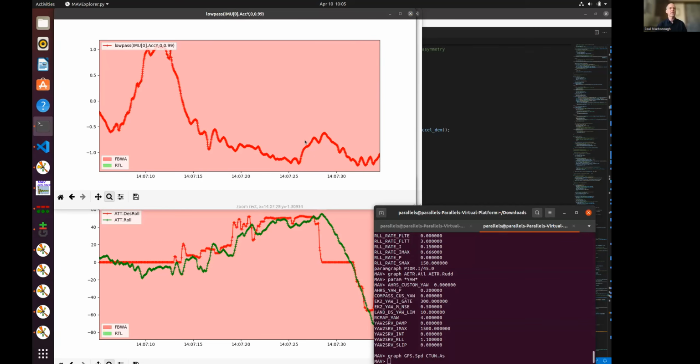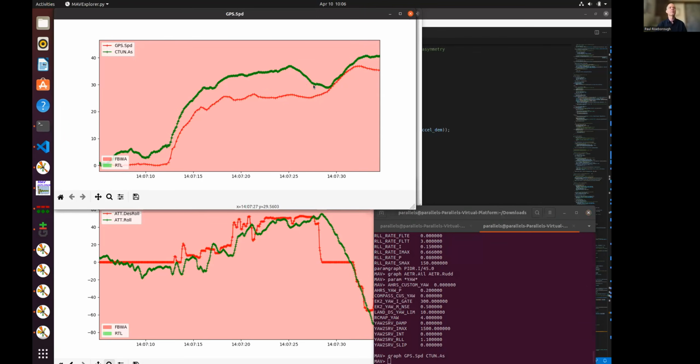I'm just checking out the speed. It was moving at 25. I don't think the airspeed sensor was calibrated, but yeah, it's going pretty quick. That's why the turns were taking up so much space.